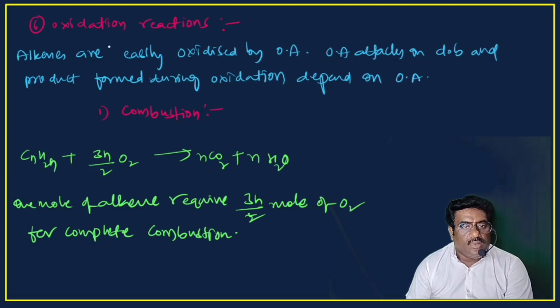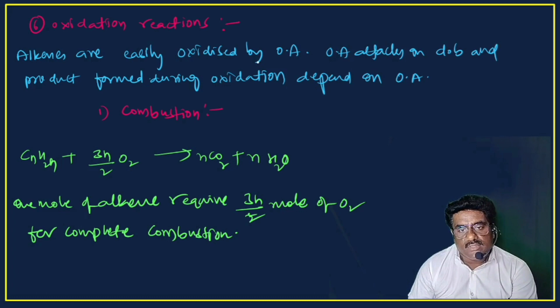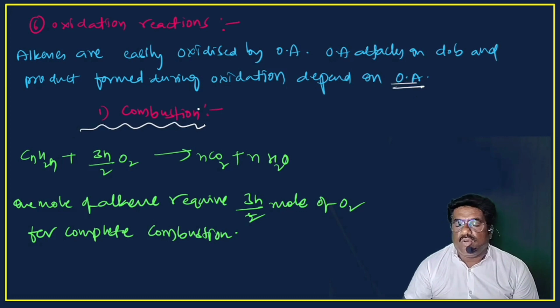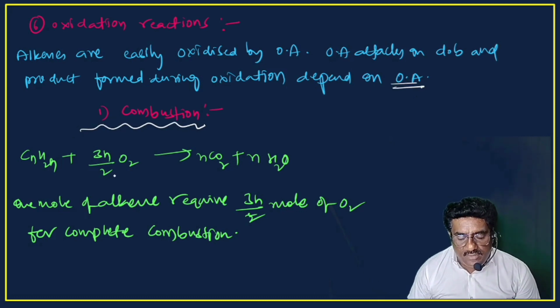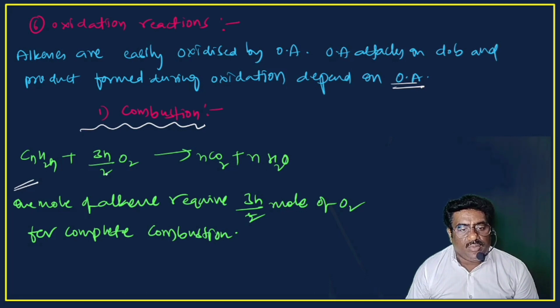Next, coming to oxidation reactions. Alkenes are easily oxidized by oxidizing agents that attack the double bond, and the products formed depend on the oxidizing agent. If combustion is present, combustion means a hydrocarbon is heated in the presence of oxygen. In the alkene system, combustion gives nCO2 + nH2O: CnH2n + 3n/2 O2 gives nCO2 + nH2O. One mole of alkene requires 3n/2 moles of oxygen for complete combustion.